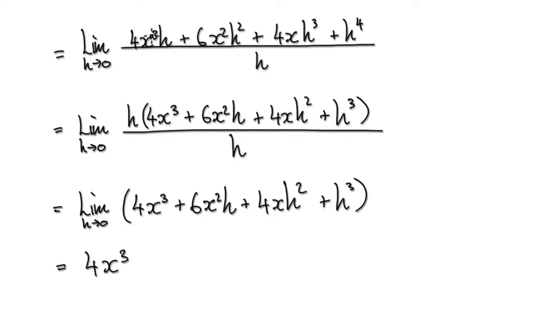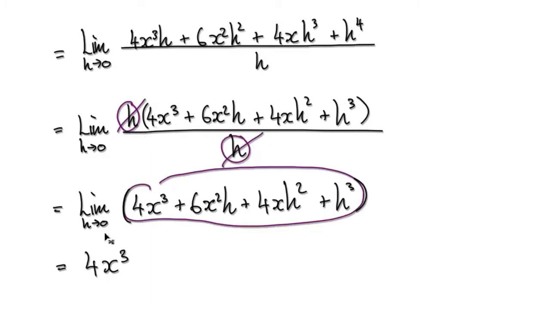So what you do is you notice that all these blocks here contain h. All these blocks contain h. So factor out the h. That will then give you this whole thing here. And then the two h's will cancel each other out, leaving you with this. So now take the limit as h tends to 0.